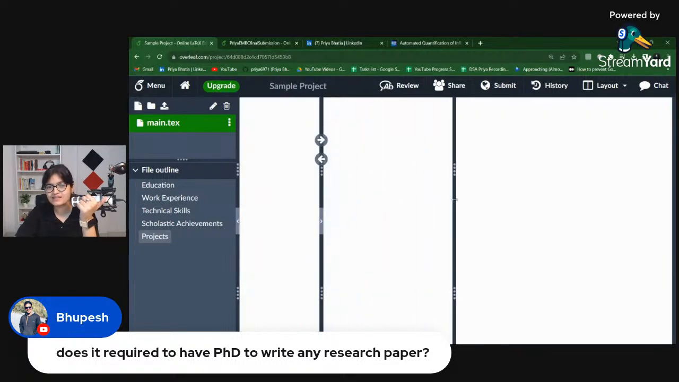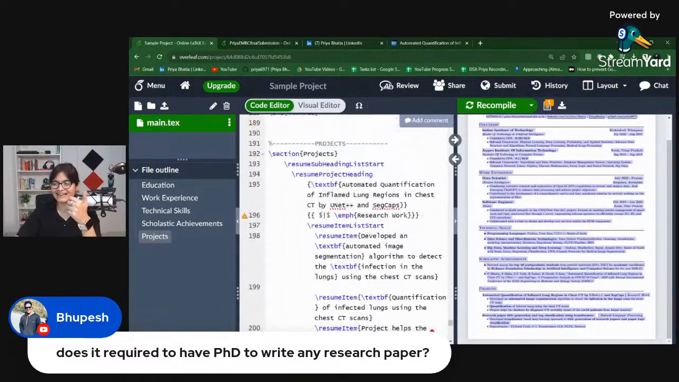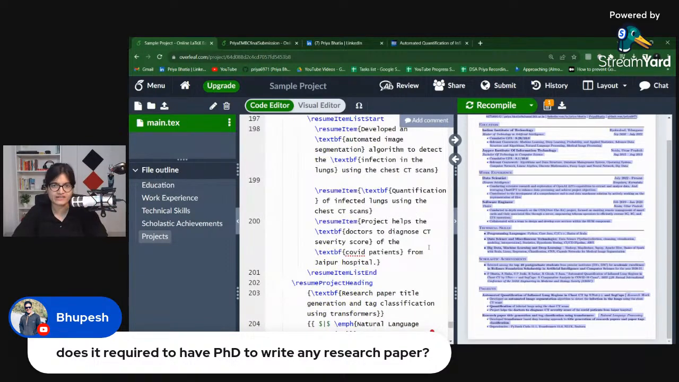So this is how you can attach it in your achievements, or maybe you can create a separate heading for publications. If you have more than one, maybe 4 or 5 publications, and if you're doing a PhD, you might have 12, 15, 20, or the number can be 25, 30. So you can create a separate heading, but because I have only one publication, I have mentioned it in my scholastic achievements itself.